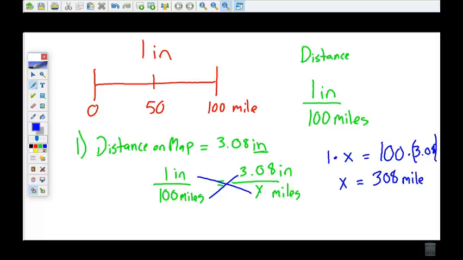Obviously, x is in miles, so we know that our final value, 3.08 inches is equivalent in real life to 308 miles. 3.08 inches on the map is equal to 308 miles in real life.